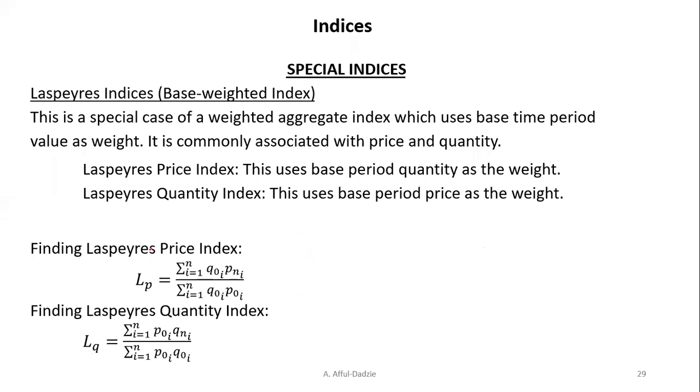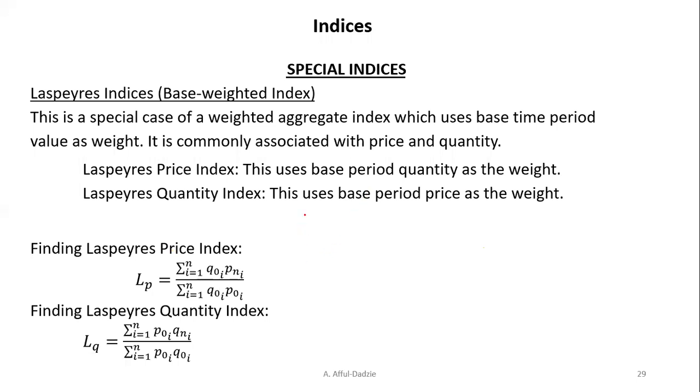So the first one is the Laspeyres price index. It's a French borrowed word in English. Okay, so the Laspeyres price index. With the Laspeyres price and quantity index, we use the base quantities and the base price values as the weights. Okay, so please have this at the back of your mind.